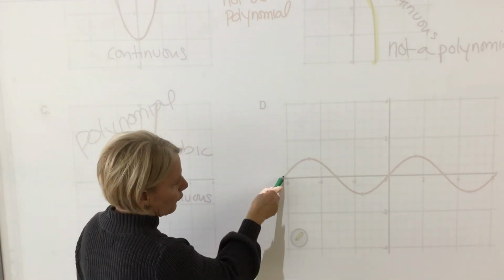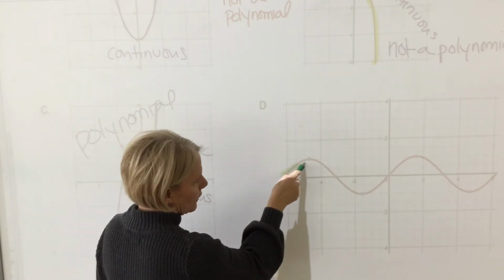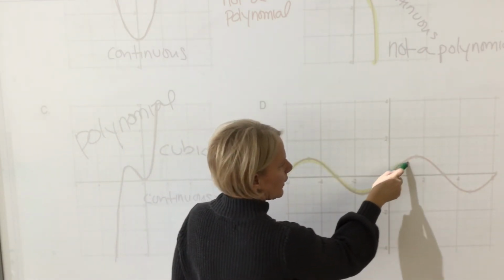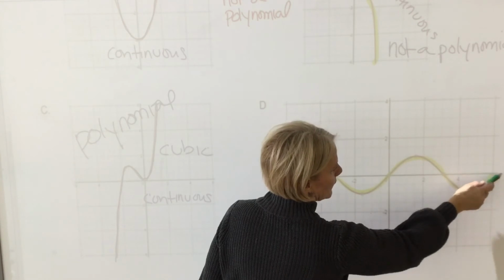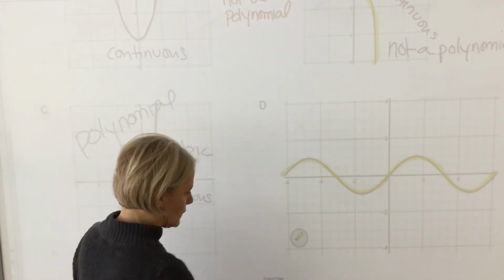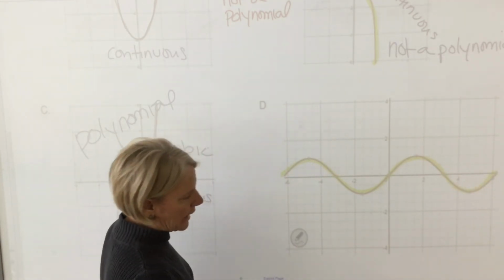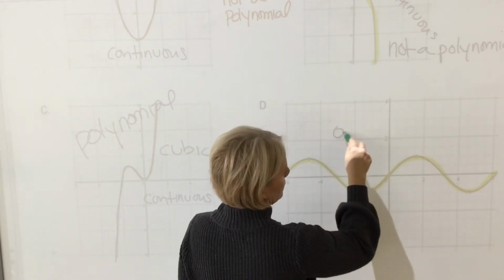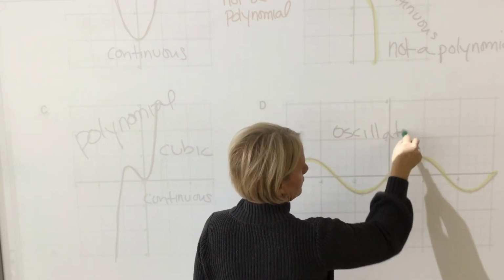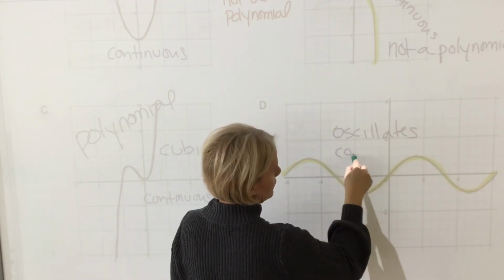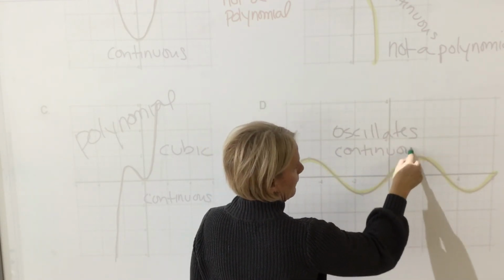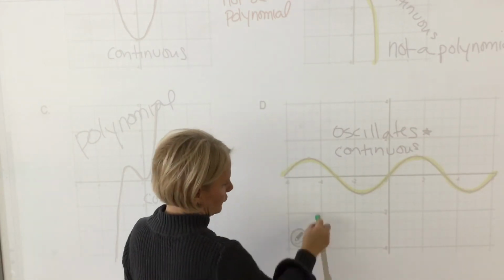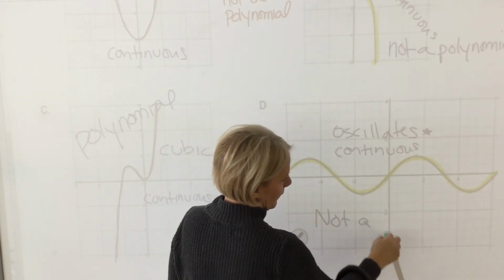so this one, when I go from left to right, I got all the way to the end and I never had to lift my pencil, so it is continuous, but as I did that, it was oscillating. So this is an oscillating function. It is continuous, but that oscillation makes it not a polynomial.